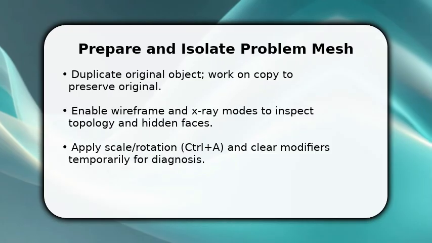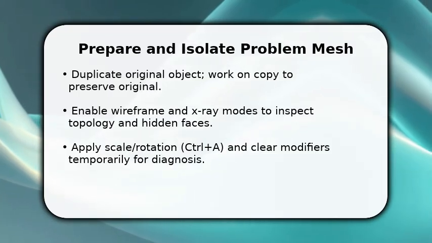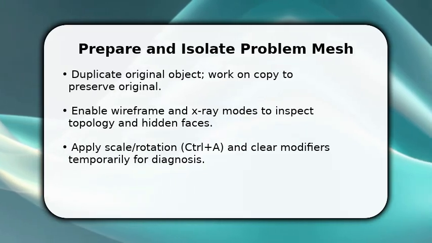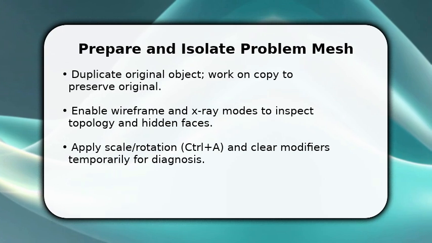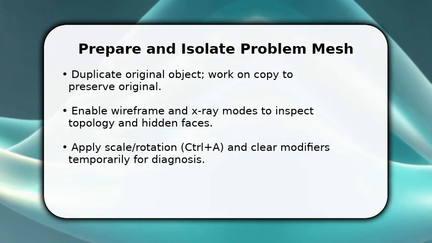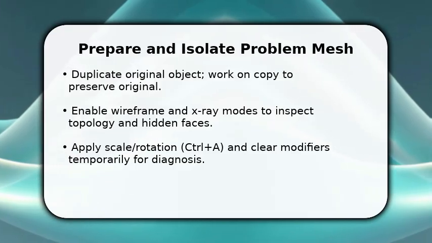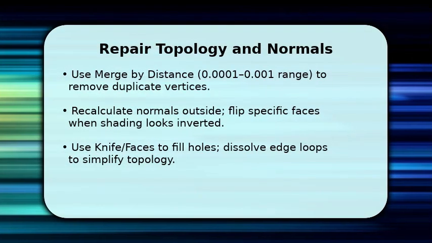Make sure to apply scale and rotation so normals and transform-dependent modifiers behave predictably. Don't waste time on surface-level cleanup yet. First, identify non-manifold geometry, duplicate vertices, and stray faces that cause shading issues. You now repair topology and normals because those are the usual culprits.